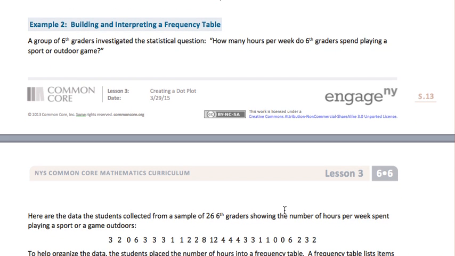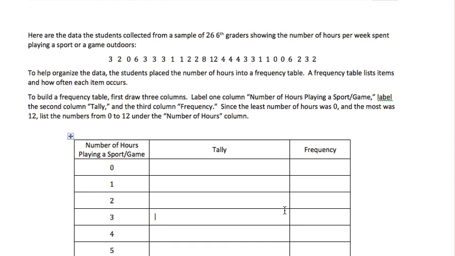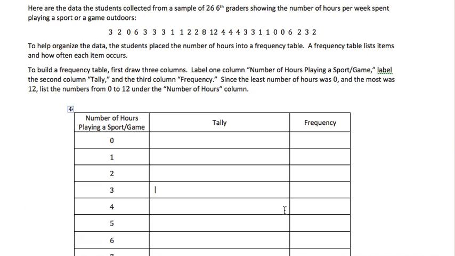A group of 6th graders investigated the statistical question, how many hours per week do 6th graders spend playing a sport or outdoor game? So our data set is listed. This is a sample of 26 6th graders. And to help organize the data, the students placed the number of hours into a frequency table. A frequency table lists items and how often each item occurs.